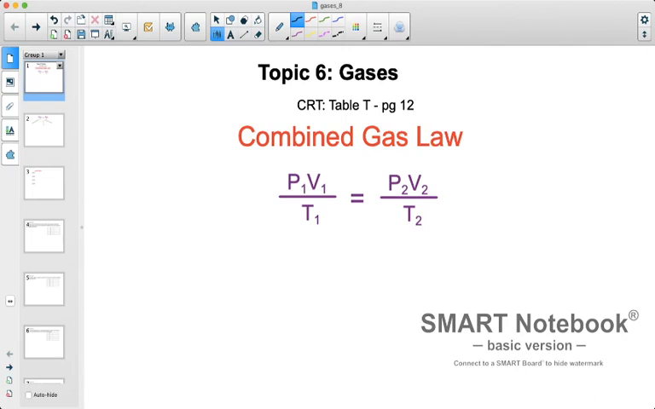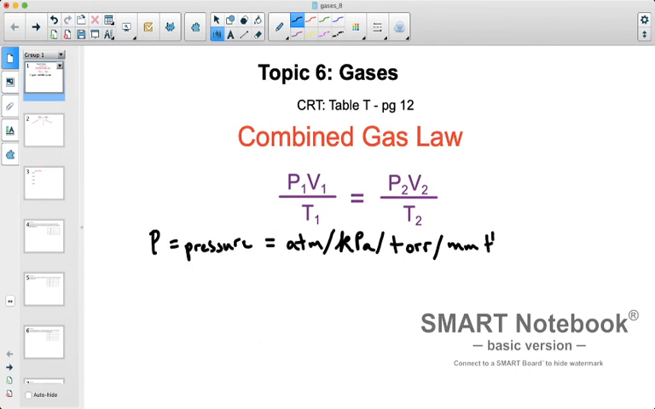The combined gas law, according to what we know on the reference table, is P1 times V1 divided by T1 equals P2 times V2 divided by T2. Just as a reminder, we know that P stands for pressure, and the appropriate units for pressure can be atmospheres, kilopascals, torr, and also millimeters of mercury.